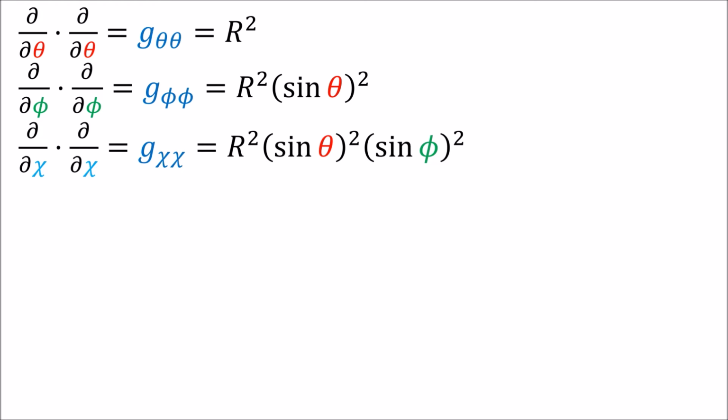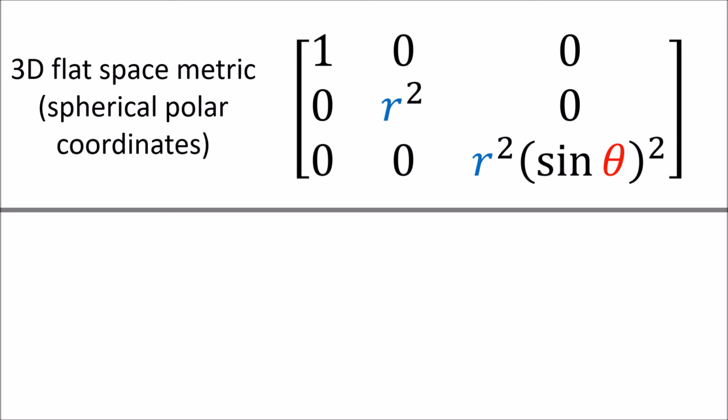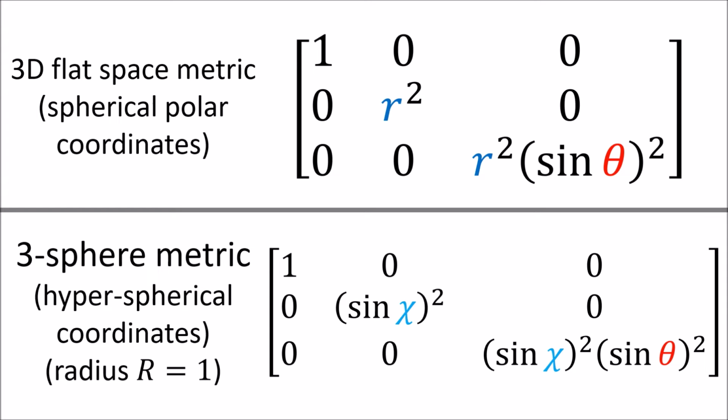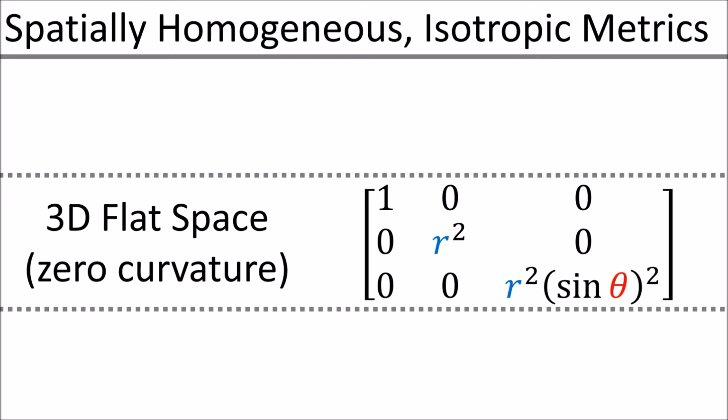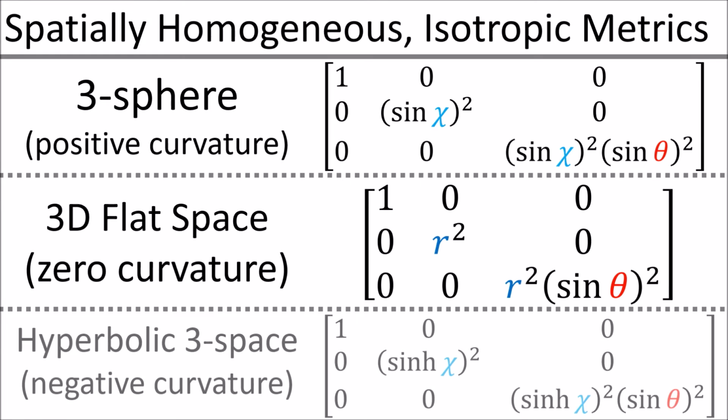Now, since the names for these three angle coordinate variables are arbitrary, I'm just going to relabel them so that they look like this. And now we see that the metric for the three-sphere almost looks like our flat metric in spherical coordinates, but with the r coordinate replaced by sine of chi. So we have a metric for a universe that is spatially flat, and another metric for a universe that is spatially spherical. The third type of metric that is spatially homogeneous and isotropic is the metric for hyperbolic space.